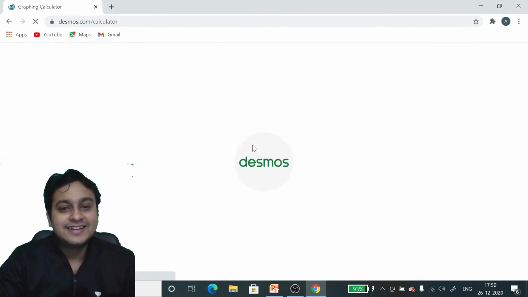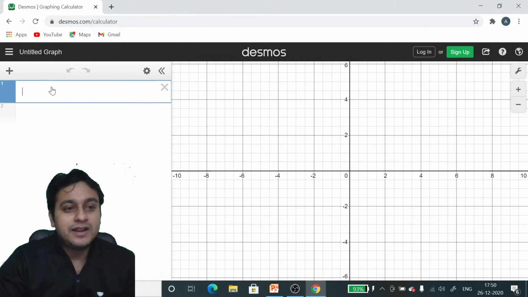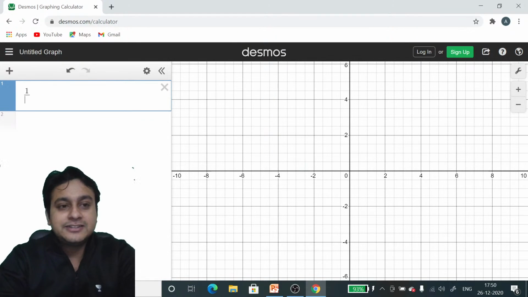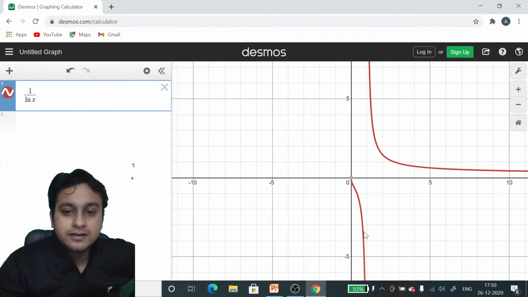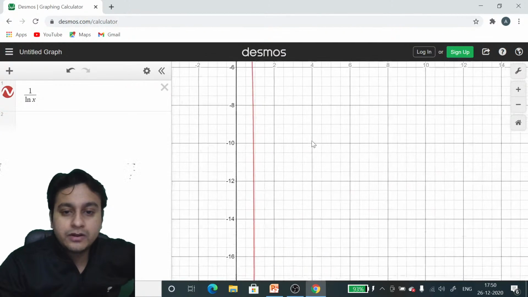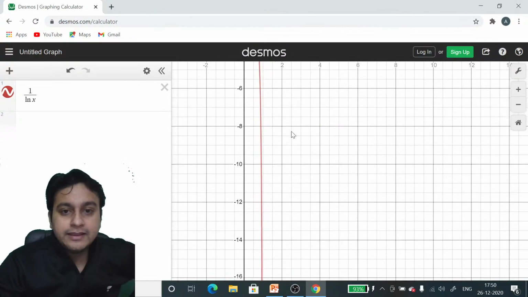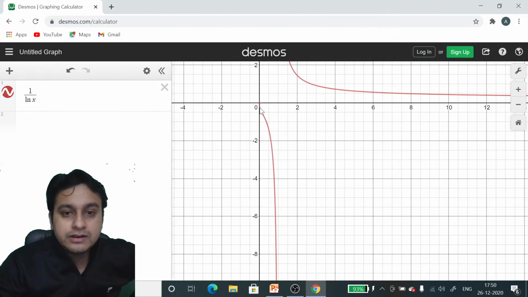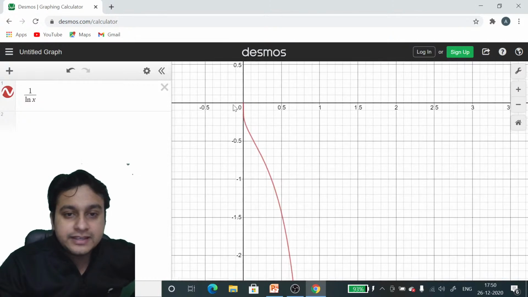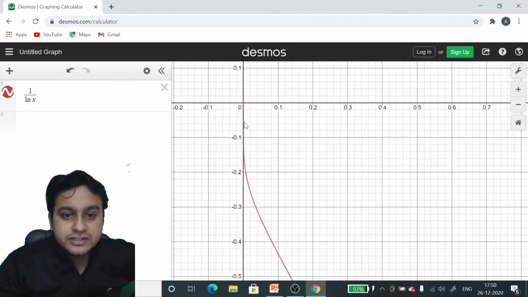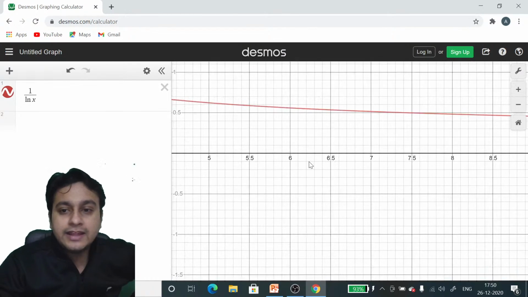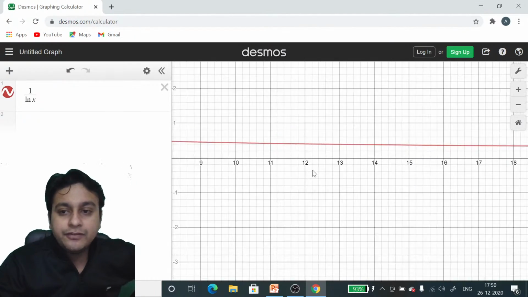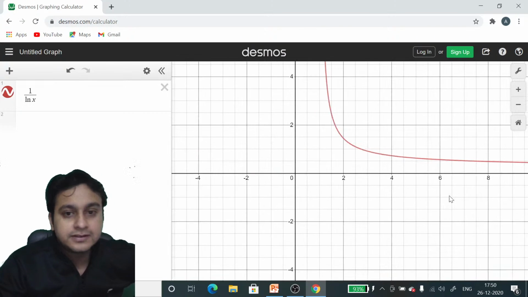Okay, so we want 1 by ln x. You can see here, I'll show you directly. That's why it came down here, right? It's going down and down and down, because it will start from here. At 0, it will be exactly not defined. See here, this is not defined at 0. It smooths up, and then after that it will again come down. At infinity also it is coming as positive.